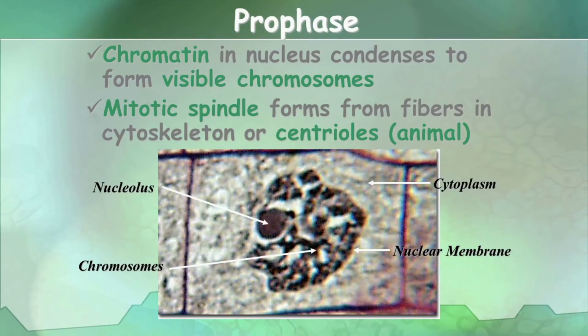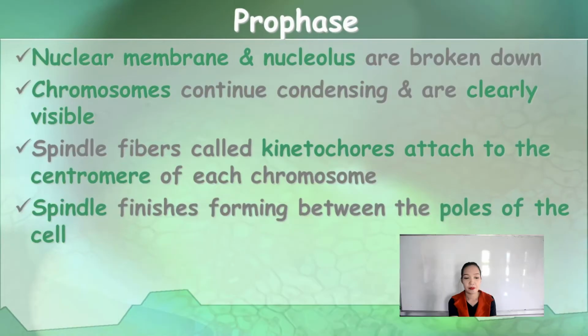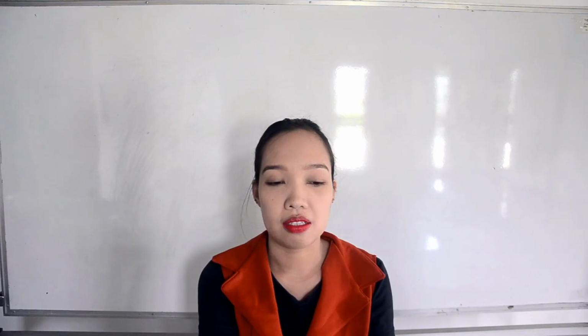In prophase, chromatin in the nucleus condenses to form visible chromosomes. Mitotic spindle forms from fiber in the cytoskeleton or centrioles in animals. Also in prophase, nuclear membrane and nucleolus are broken down. Chromosomes continue condensing and are clearly visible. Spindle fibers called kinetochores attach to the centromere of each chromosome. Spindle finishes forming between the poles of the cell.